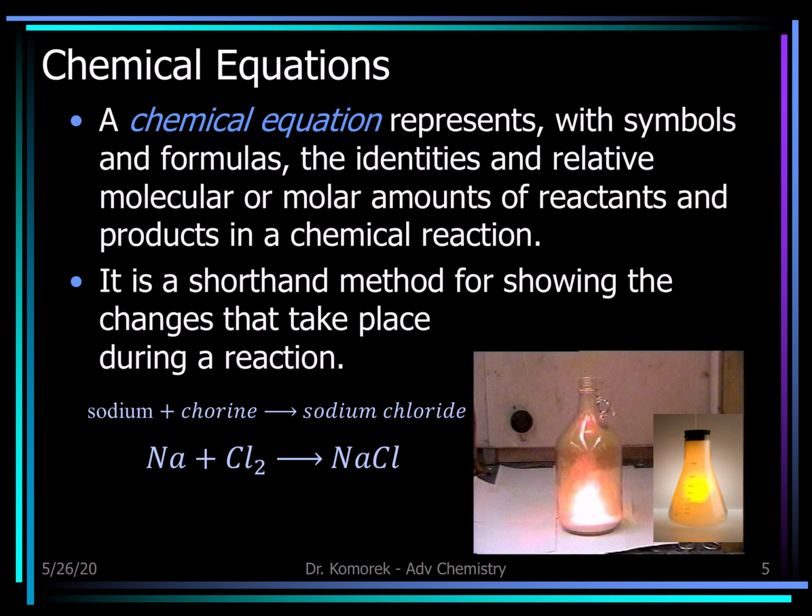Chemical equations are used to represent the chemical reaction or chemical change that takes place, and they can be written using words or symbols, which show the identities and often the amounts of reactants and products in the chemical reaction. It's basically a shorthand way of writing what's happening in the reaction. For example, sodium metal, which is in this glass jar down here, reacts with chlorine gas, which is that poisonous gas right there, and it creates what you would think of as an explosion or an exothermic reaction to produce sodium chloride.